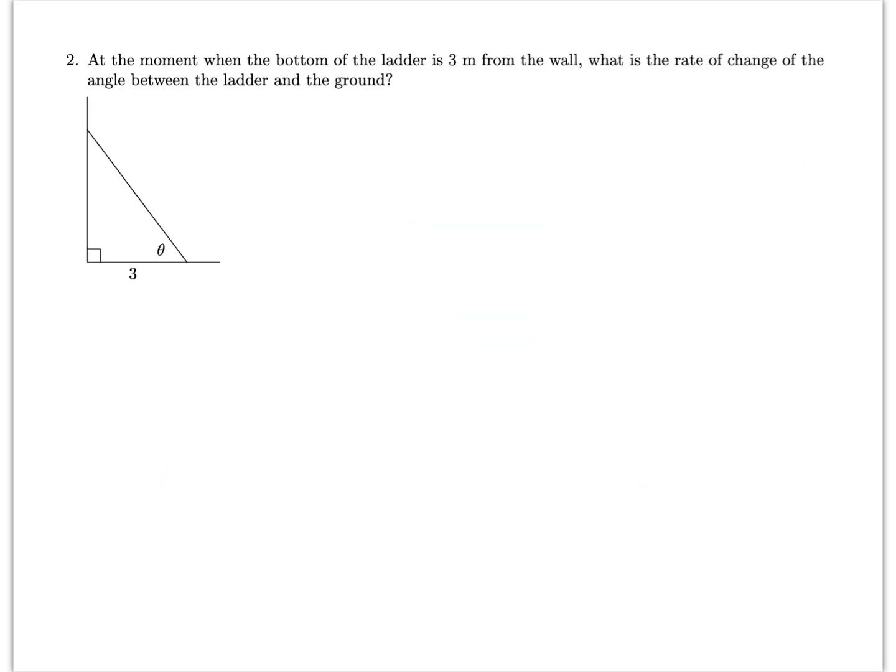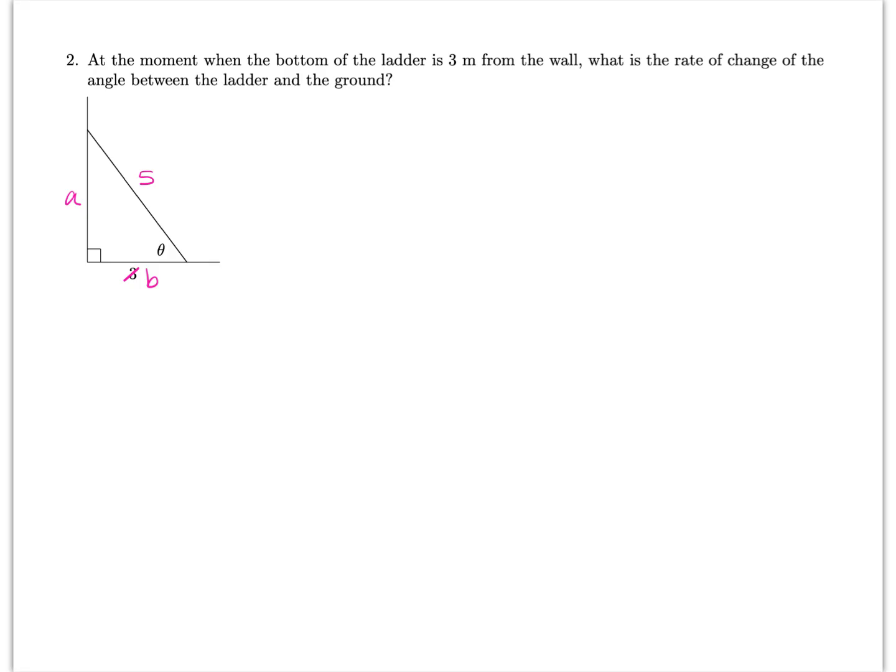Question 2. At the moment when the bottom of the ladder is 3 meters from the wall, what is the rate of change of the angle between the ladder and the ground? Okay, so they've given us a little bit of a picture. This 3 is a specific moment in time. That is not a constant. So I'm actually going to cross that out and put a B there. I'm going to put an A here. I know that C is 5. I know the length of the ladder is 5 from the first question.